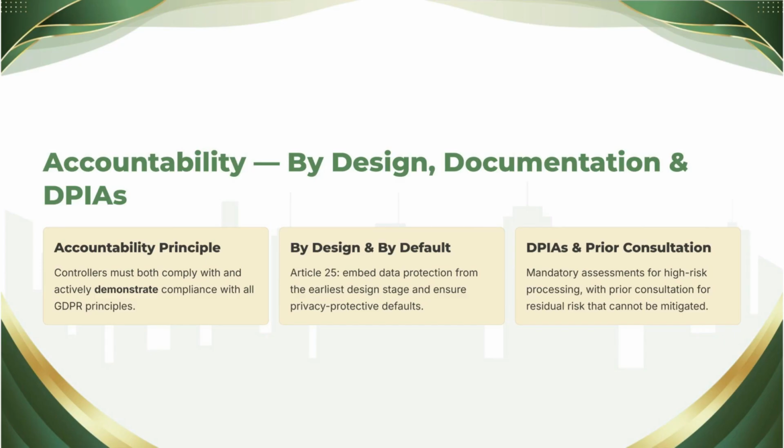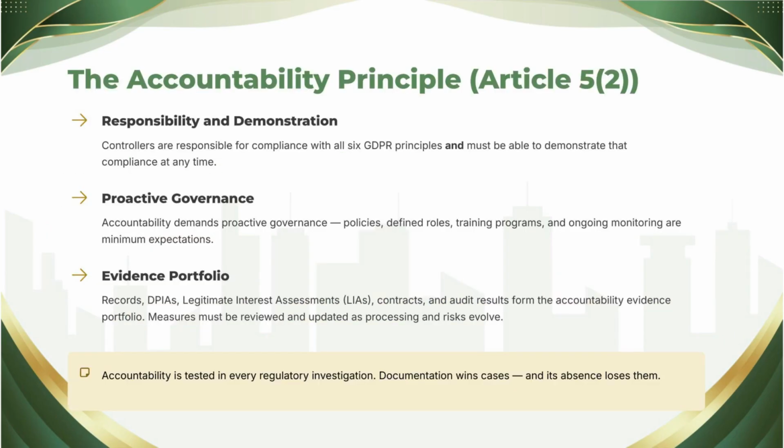Think of this chapter as building your organization's evidence file before anyone asks for it, because someday someone will ask. Let's get building. Let's begin with the sentence that changed everything. Article 5.2. The controller shall be responsible for and be able to demonstrate compliance with the principles. 14 words, 2 duties: comply and prove it.